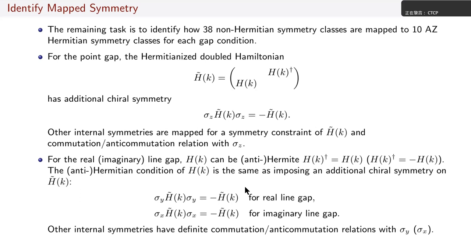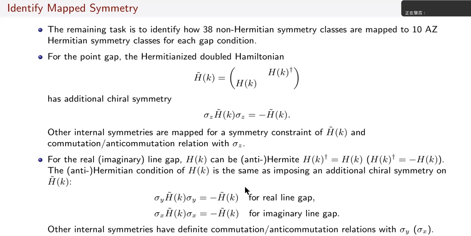Okay. So for real and imaginary line gaps, as I said, the non-Hermitian Hamiltonian can be Hermitian or anti-Hermitian depending on the type of line gap.